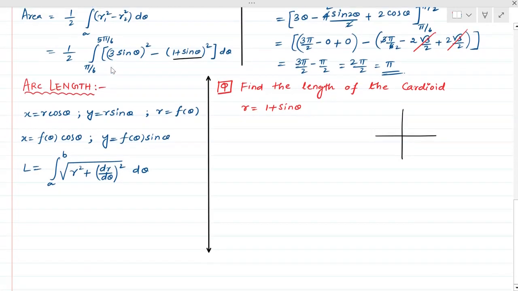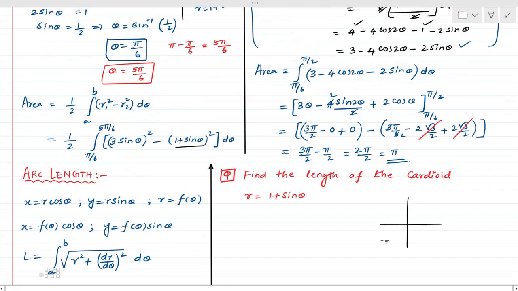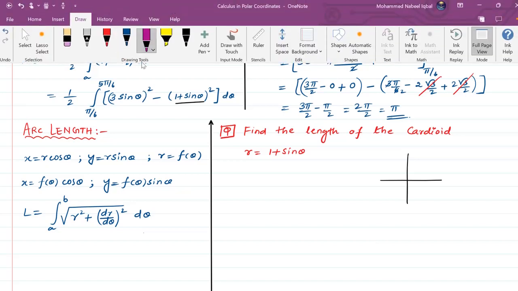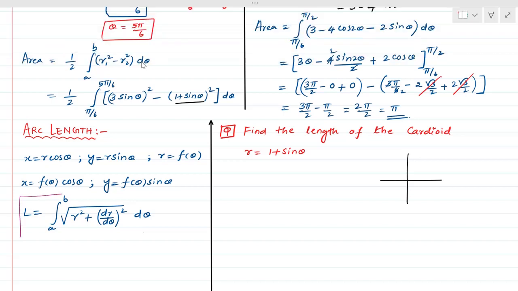Now the next one here, it is arc length, the length of an arc. So how will you calculate the arc length in polar coordinates? This is the formula which is given here. The length of an arc is given by L equals the integral from a to b of the square root of r squared plus dr over d theta, whole squared, d theta. This is the formula we are going to use to find the length of the arc of any polar curve.